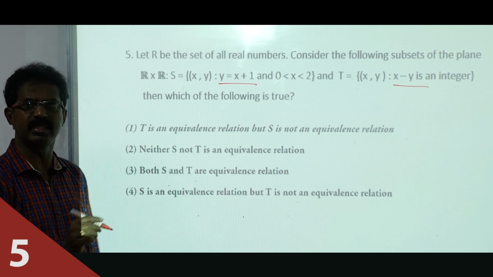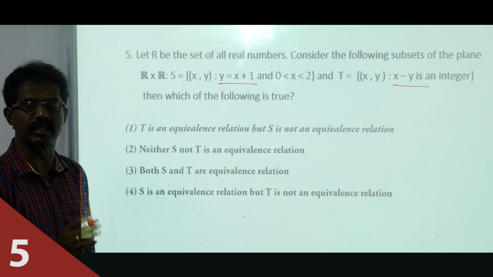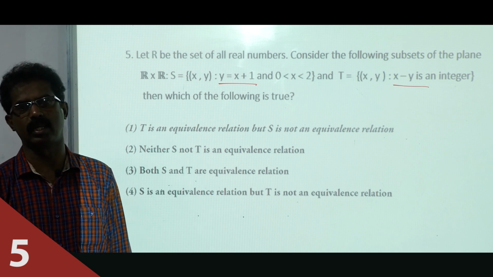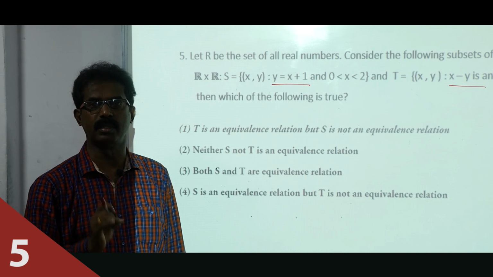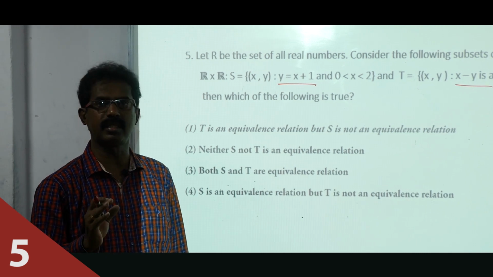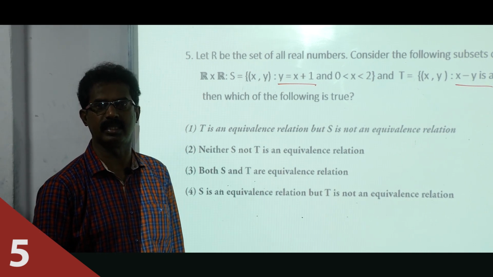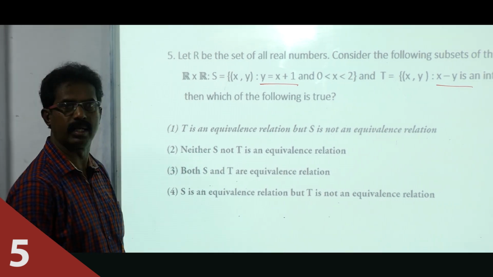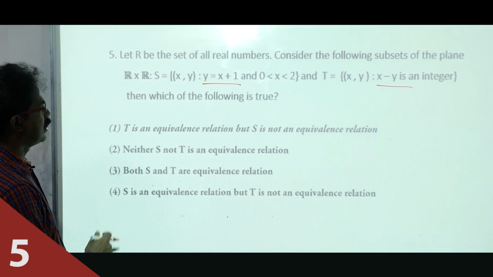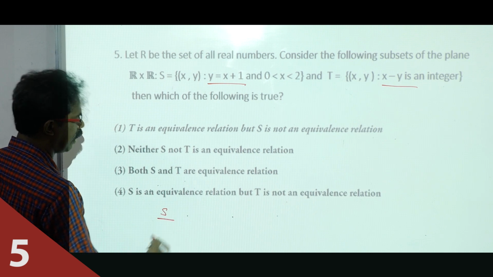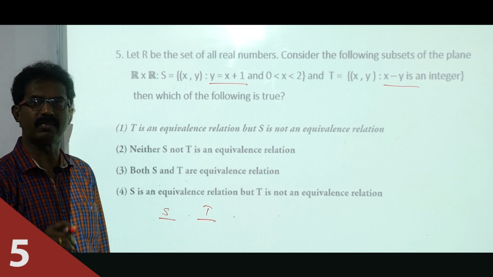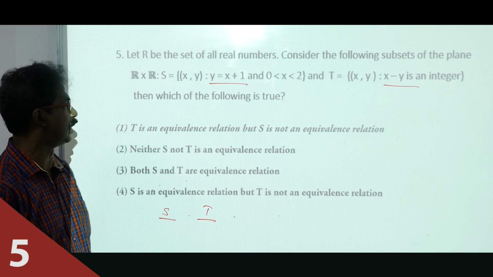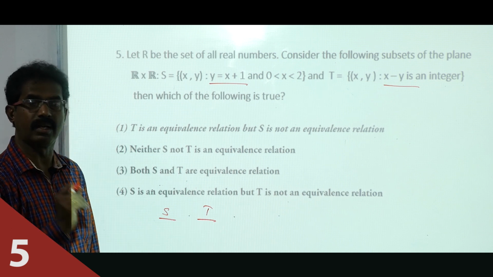So we have to check whether it is an equivalence relation or not. So you must know what an equivalence relation is. It must be reflexive, symmetric and transitive. If all three conditions are satisfied, then we say it is an equivalence relation. You take the first one. We have to check whether S and T are equivalences or not. If any one property is not satisfied, it is not an equivalence, right? So first you start with the reflexive relation.